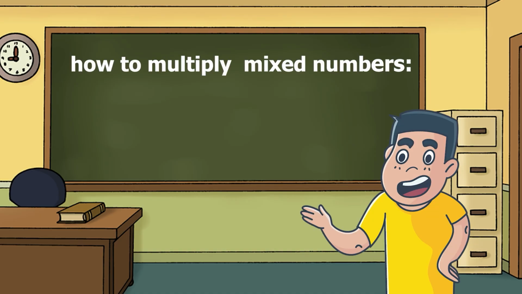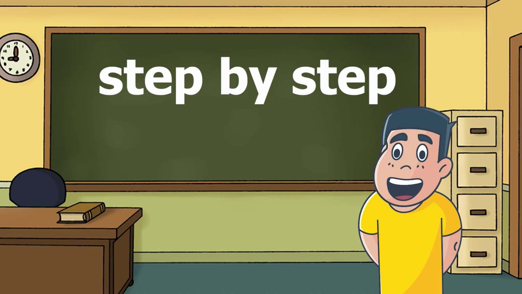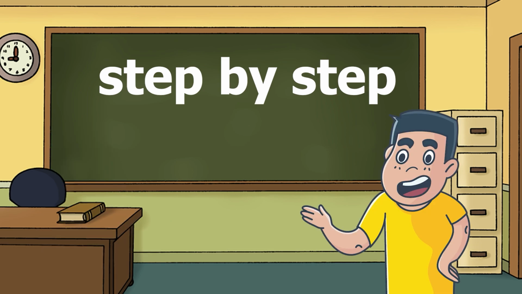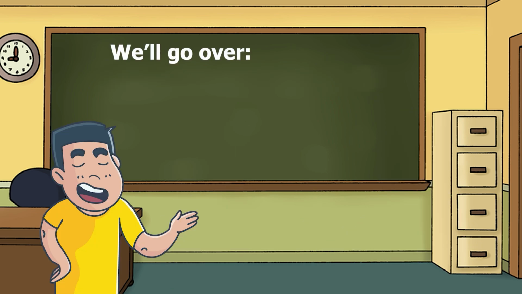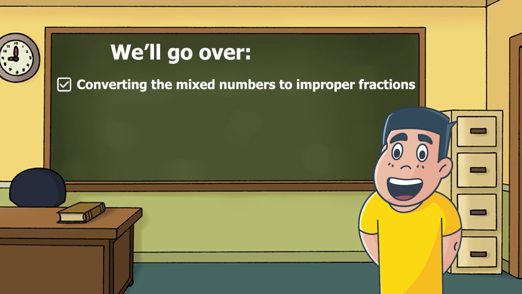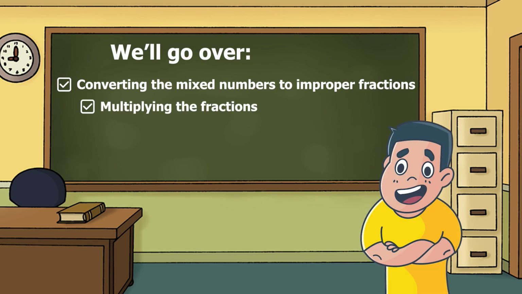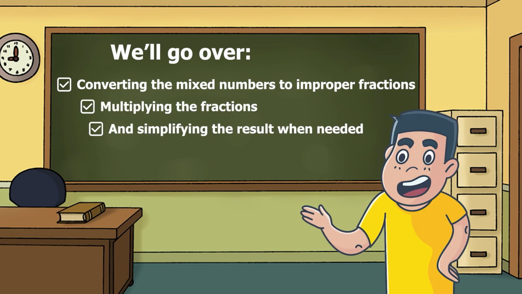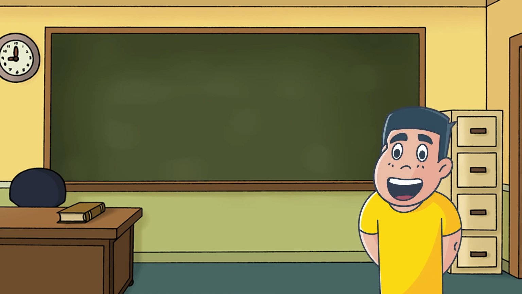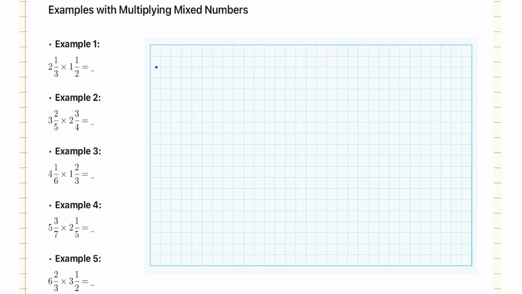Very good. Next up is multiplying mixed numbers. I'll break it down step by step so it's super easy to follow. We'll go over converting mixed numbers into improper fractions, multiplying fractions, and simplifying the result when needed. Let's dive in.